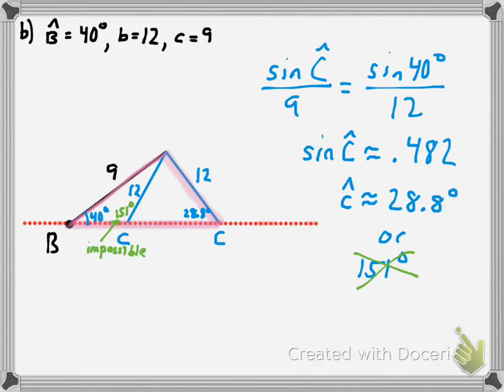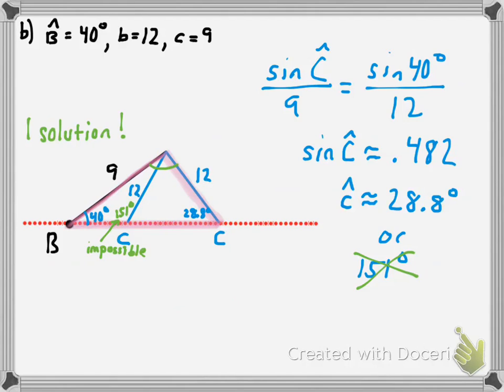And so what that tells us then is that this triangle has one solution only. And that solution is going to occur when angle C is 28.8 degrees. So everything else we do here is based on that assumption that angle C has to be 28.8 degrees in this problem. Now, let's find the third angle of the triangle then. Add the 40 and the 28.8 together, subtract from 180.